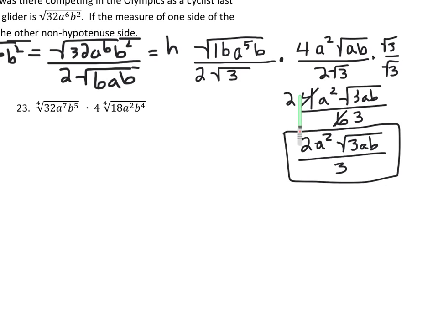And then, since we have 4 over 6, we can still reduce that fraction again. So we reduce it again by 2, and we get 2a squared root 3ab over 3. And that's our final answer. That's the length of the other side.